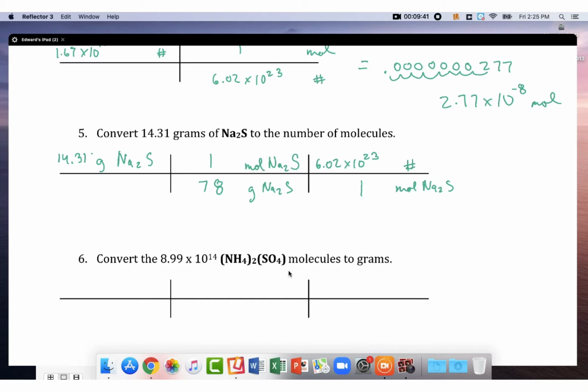So we're going to have 14.31 divided by 78. Anything on the bottom, make sure you push divide first. Times 6.02. Turn your calculator sideways. E 23 equals, I'm getting 1.104 times 10 to the 23rd, and that would be Na2S molecules. Again, not something very practical to figure out, but what the heck.